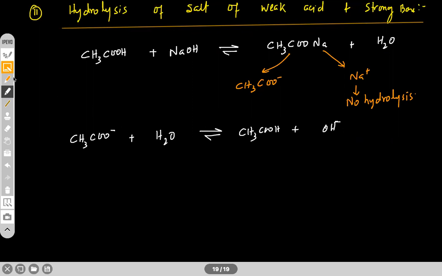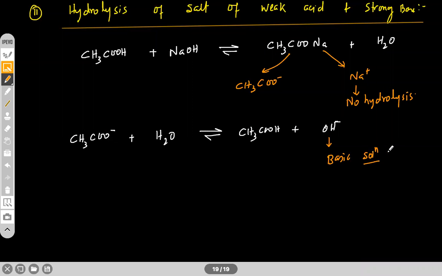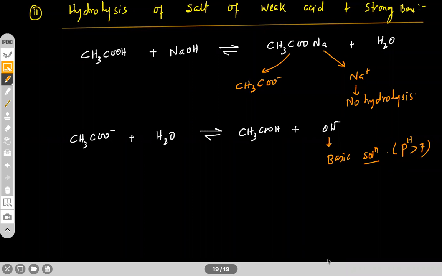Right? Now you see in the solution we are getting OH minus ion. It means it is a basic solution, isn't it? It means the pH value for this solution should be less than 7. Oh, I'm sorry, it's greater than 7, no? The pH value should be greater than 7. pOH is less than 7, correct?